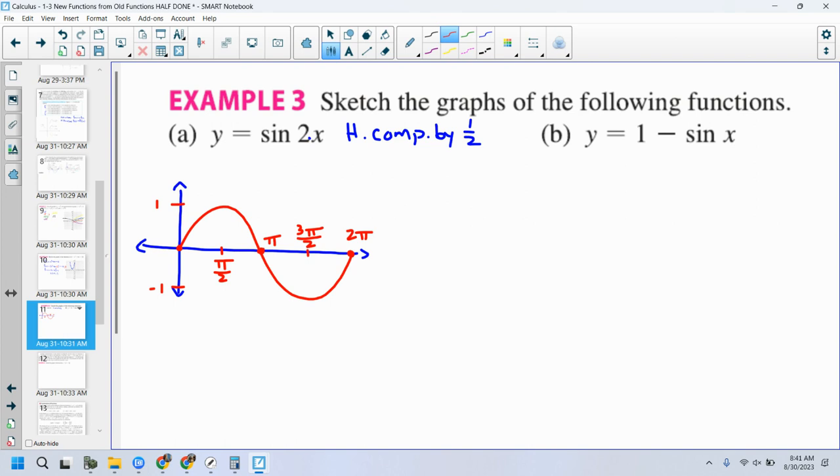I want to horizontally compress that by a factor of 1/2. So I'm going to go in green, and I'm going to graph this in green. Horizontal compression means every x value gets multiplied by 1/2. Does anything change with the y values of these coordinates? No. Just the x values are going to change. Like, for example here, does this change my amplitude? No, it still goes -1 to +1.